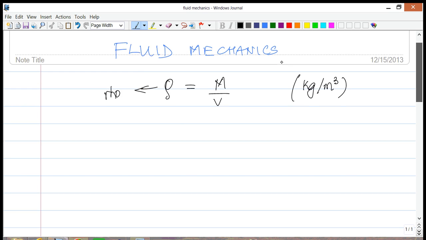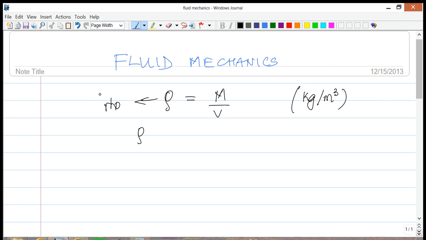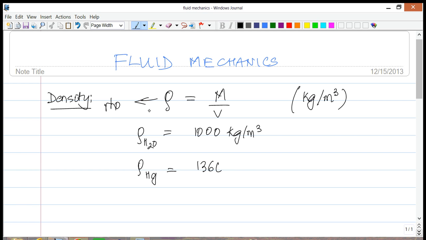Okay, and the densities of typical materials: the density of water is equal to 1000 kg per meter cubed. Then the density of mercury is 13,600 kg per meter cubed. The density of air is 1.29 kg per meter cubed, and these are some of the accepted values.